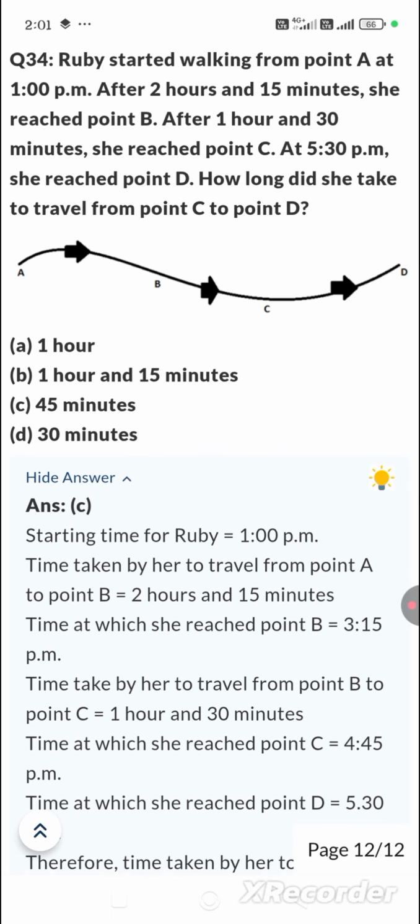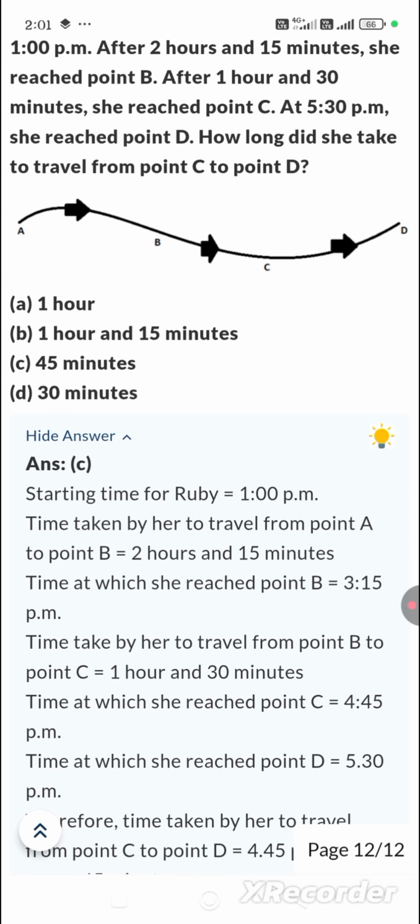Answer is 45 minutes. Starting time of Ruby is 1 pm. Time taken by her to travel from point A to point B is 2 hours and 15 minutes. Time at which she reached point B is 3:15 pm. Time taken by her to travel from point B to point C is 1 hour and 30 minutes. Time at which she reached point C is 4:45 pm.